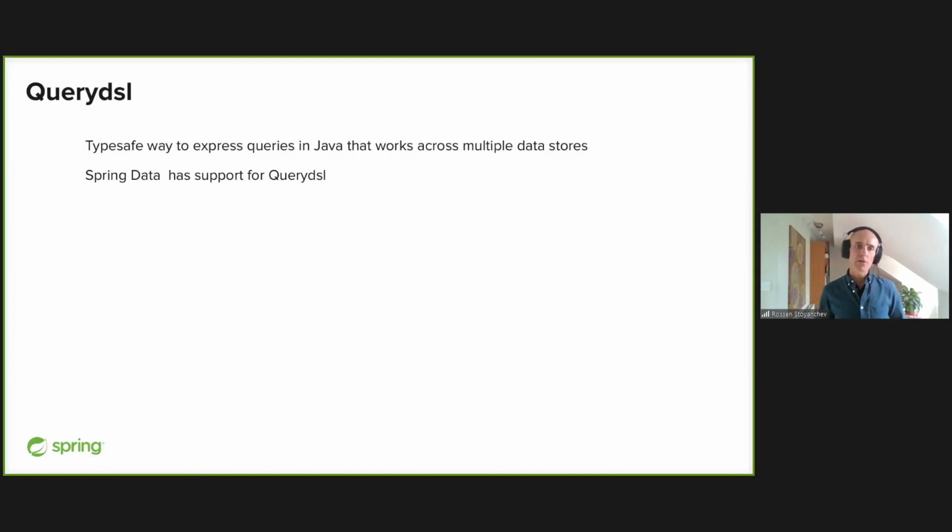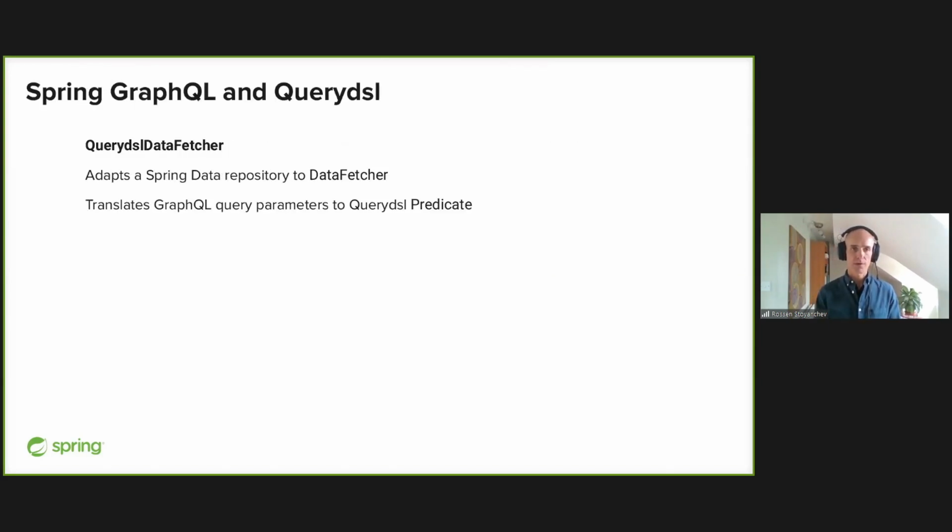Query DSL is an alternative way of creating a data fetcher. If you don't know much about Query DSL, it is basically a type-safe way to express queries in Java. It's a query language that essentially works across multiple data stores. Spring Data has support for Query DSL. Now, in Spring GraphQL, we have a Query DSL data fetcher, and that makes it very easy to take a Spring Data Query DSL repository and turn it into a data fetcher that you can then register and wire to schema fields.